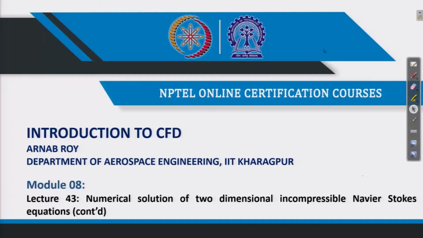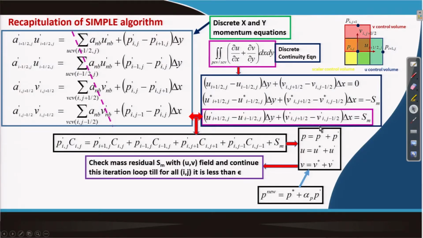In this lecture, we continue our discussion on two-dimensional incompressible Navier Stokes equations. So, we would just do a quick recapitulation of the SIMPLE algorithm which we discussed in the previous lecture. You recall that we wrote down the discrete form of the x and y momentum equations for the velocity components located on all the four faces of the scalar control volume.